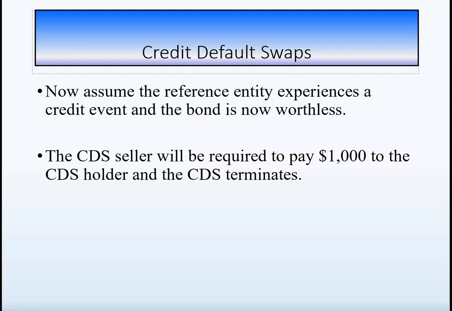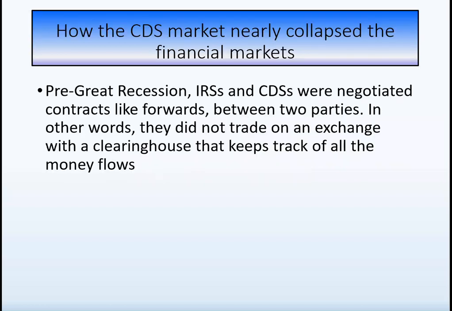Now, when the reference entity experiences the credit event, the CDS seller, basically the insurance company, so to speak, will be required to pay $1,000 to the CDS holder, and the CDS terminates. The swap terminates. Now that we know what a CDS is, let's focus on how they nearly collapsed the world's financial markets and in turn the economy.